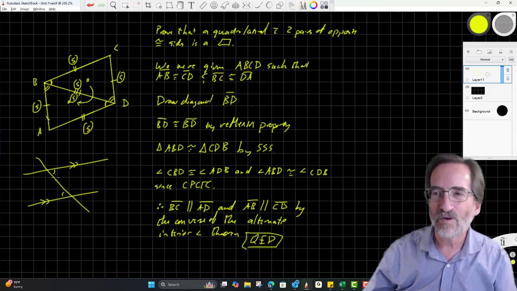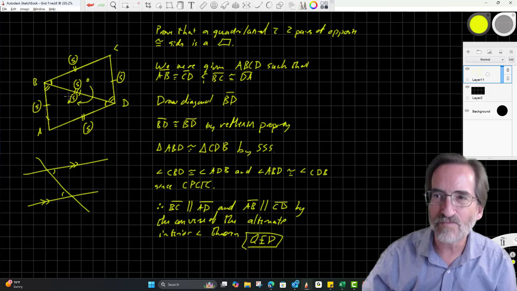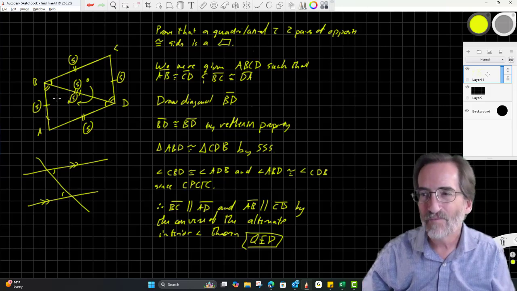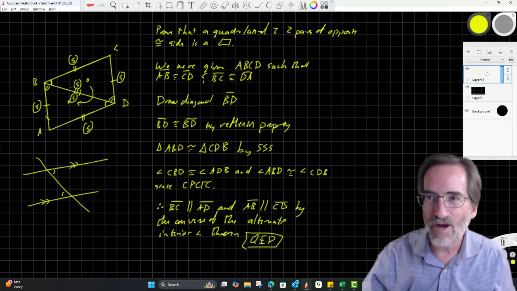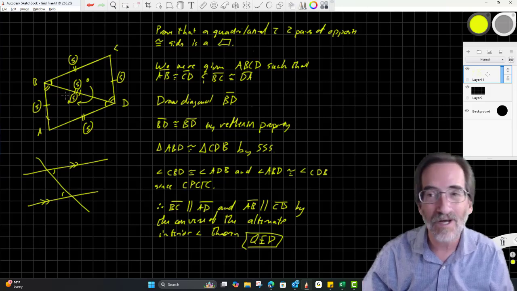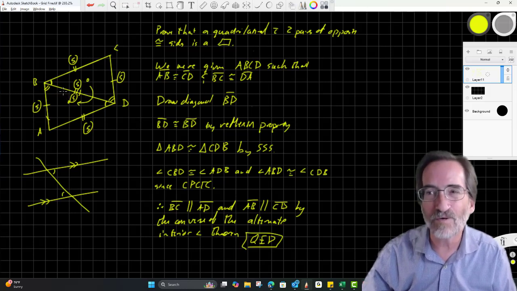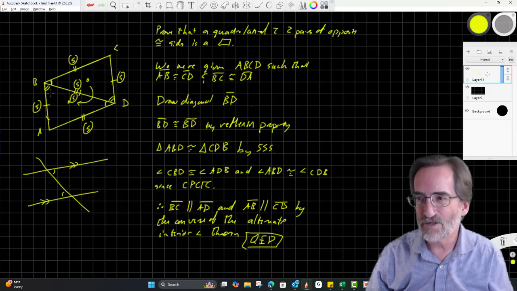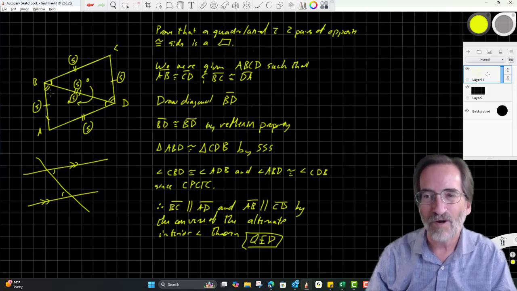And let's review what we just learned. We just proved that if you've got a quadrilateral where two pairs of opposite sides are congruent, you have a parallelogram. Because that would also mean, since we can divide it into two congruent triangles and the corresponding parts of triangles are congruent, alternate interior angles are congruent, the opposite sides are parallel, which meets the definition of parallelogram.